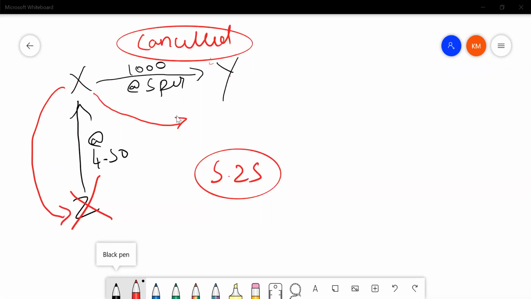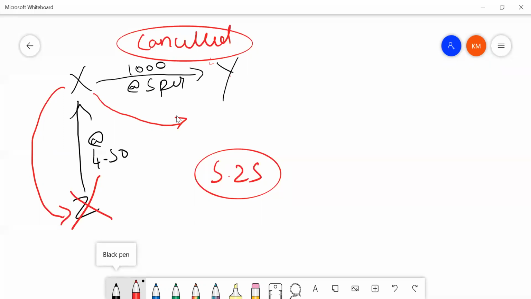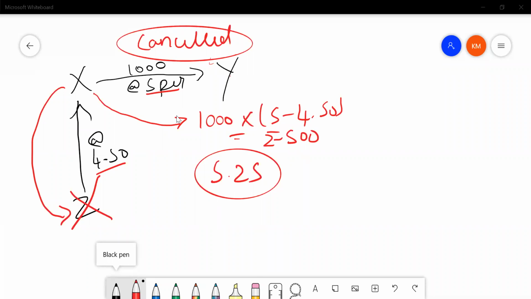What is the special circumstance? He has mentioned it, and he has also not got the goods. Therefore, what is the loss for X over here? If he had supplied at 4.5, he would have sold at 5: 1000 bottles into 5 minus 4.50, a profit of rupees 500. This profit is lost because the contract is cancelled. Therefore, he will be entitled to claim rupees 500 from Y.